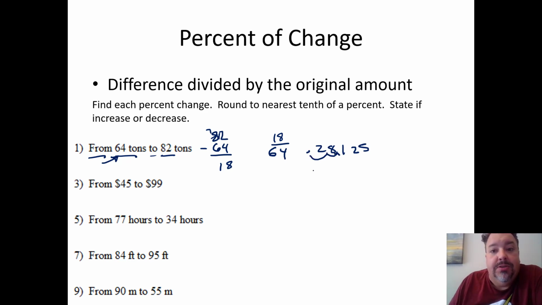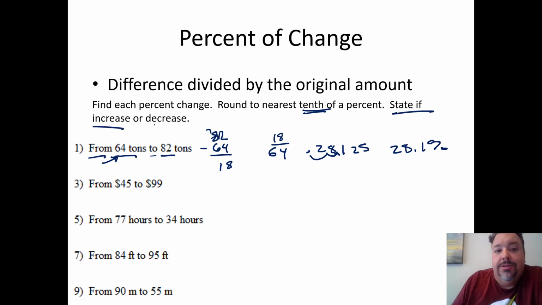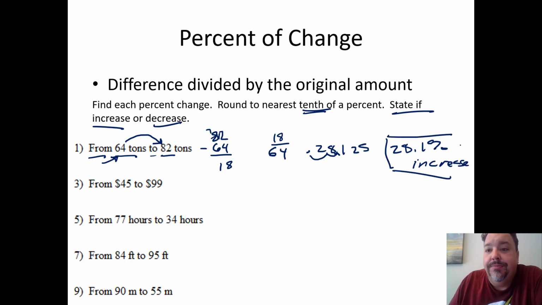So it's going to move the decimal 2 places over. Here, the directions do say round to the nearest tenth percent. So we're going to round that to 28.1%. And we have to state if it's a percent increase or percent decrease. Well, how do we know that? Well, we look at the original and say, okay, to go from 64 to 82, did it go up or did it go down? Well, if we're starting at 64 and we go to 82, that means it's going to be an increase. It's going up in value. So this would be 28.1% increase.